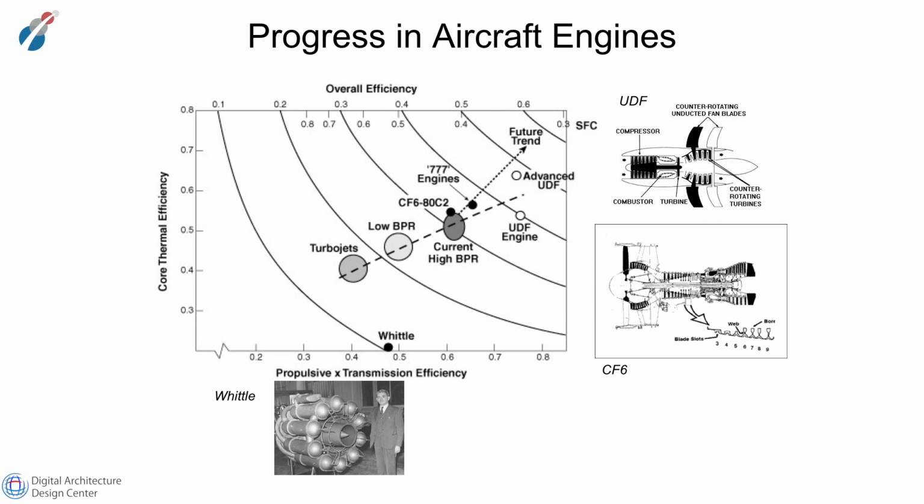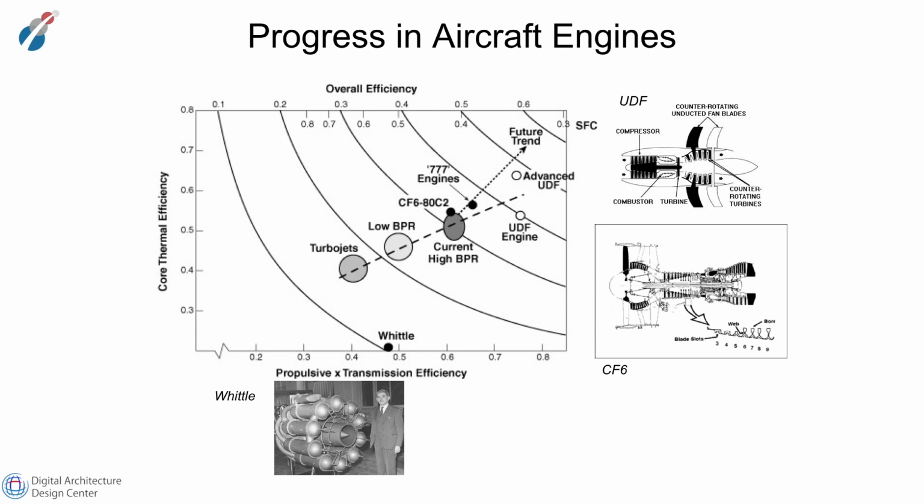And here's an example of that from aviation. So this is the progress in aircraft engines in terms of core thermal efficiency and core propulsive or mechanical efficiency. So the thermal efficiency is how efficiently do you convert the energy in the fuel, in the kerosene, to hot air? And the propulsive transmission efficiency is how efficiently do you convert the hot air in the combustion chamber to forward thrust that's propelling the aircraft.